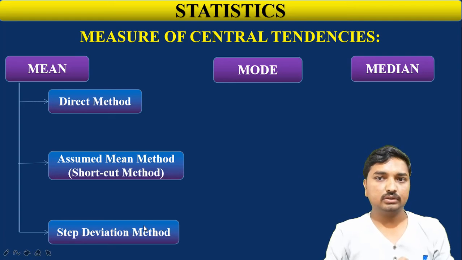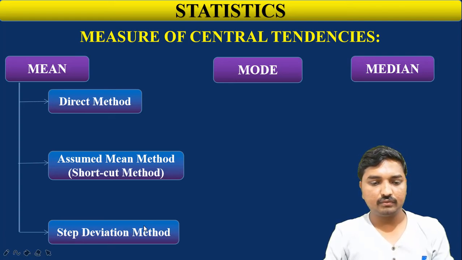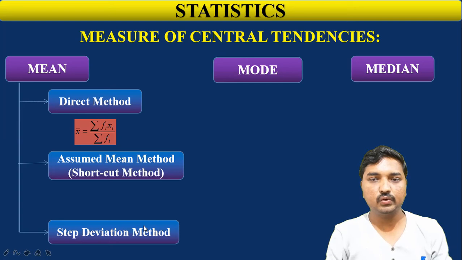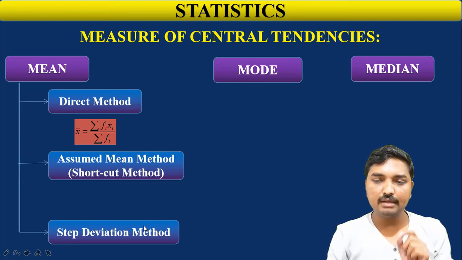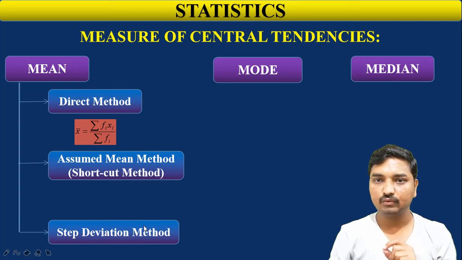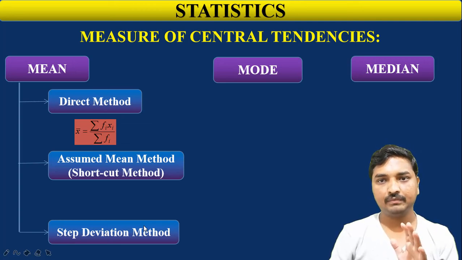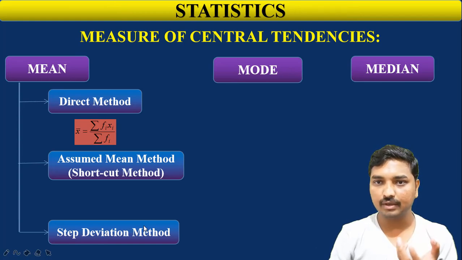So to find out mean by direct method, the formula is x bar is equal to summation fi into xi divided by summation fi. I think the letters are already familiar to you. Xi means it is data. And fi indicates frequency. In this chapter, wherever xi appears, it is data, and wherever fi appears, it is frequency.